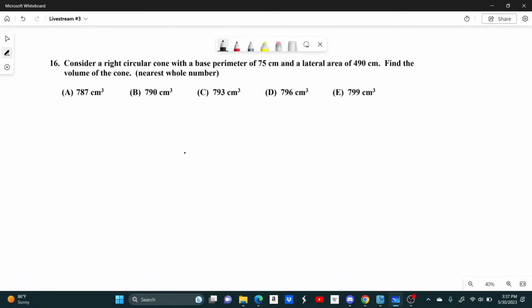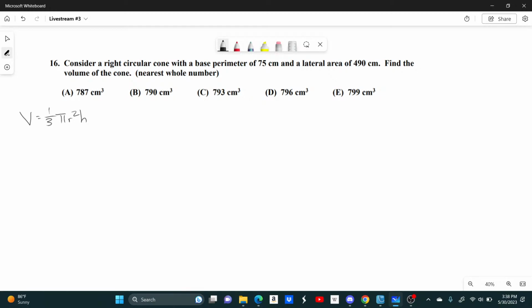All right. Consider a right circular cone with a base perimeter of 75 centimeters and a lateral area of 490 centimeters. Find the volume of the cone. All right, so what do we have? Well, to find the volume of the cone, you need a couple things, right? Because the volume of the cone is 1/3 pi r squared h, right?